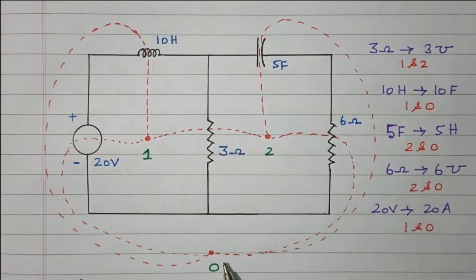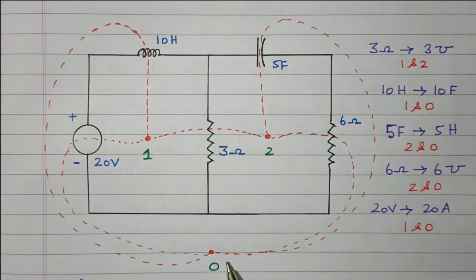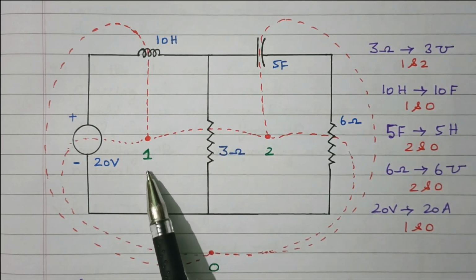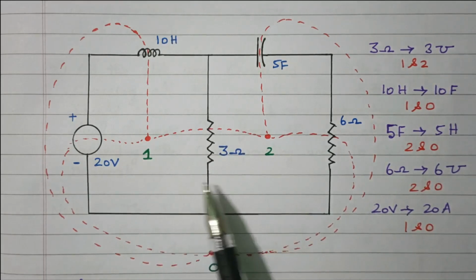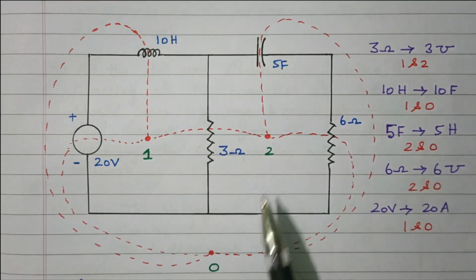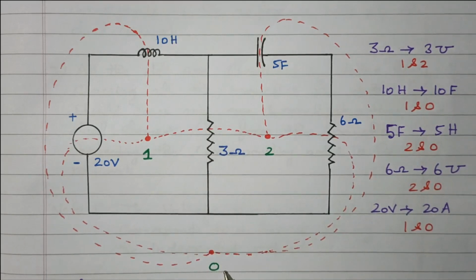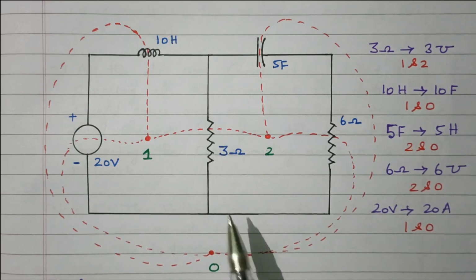And one more dot is placed outside the network, numbered as 0. This is called a reference node. So numbers 1, 2, 0. 3 dots are available. These 2 dots are based on the number of loops. One dot is the reference node. Now we need to connect all the dots. All the dots are connected through the circuit elements.